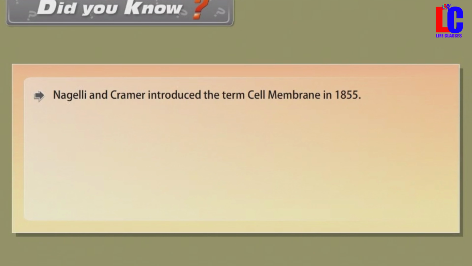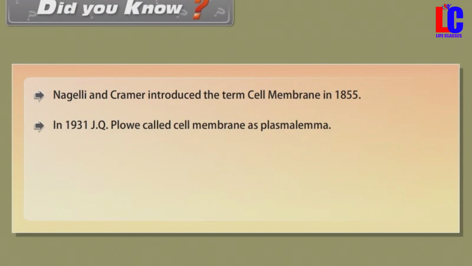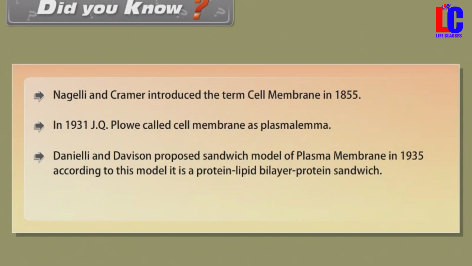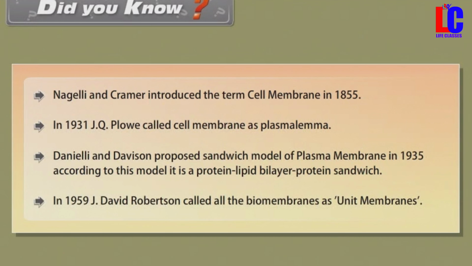Did you know? Nageli and Kramer introduced the term cell membrane in 1855. In 1931, J.Q. Plowe called cell membrane as plasmalemma. Danielli and Davson proposed sandwich model of plasma membrane in 1935. According to this model, it is a protein-lipid bilayer-protein sandwich. In 1959, J. David Robertson called all the biomembranes as unit membranes.